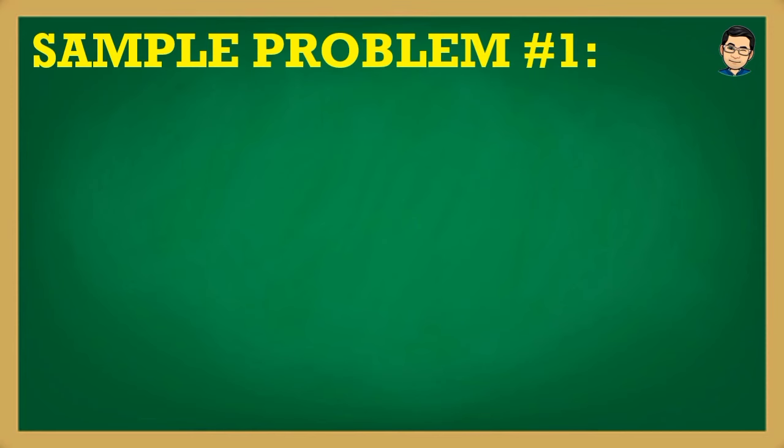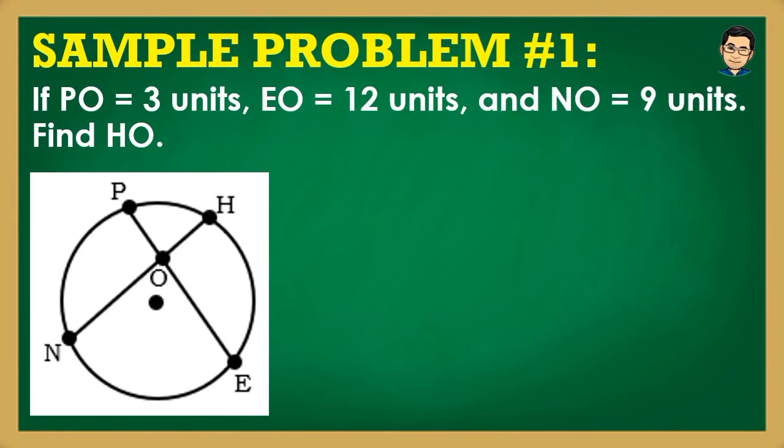So let us have problem number 1. If PO is equal to 3 units, EO is equal to 12 units, and NO is equal to 9 units, find HO. Okay. Label muna natin yung mga given measurement. So for PO, we have 3. And then for EO naman, 12. And then for NO, 9. So, yung hinahanap natin is HO.